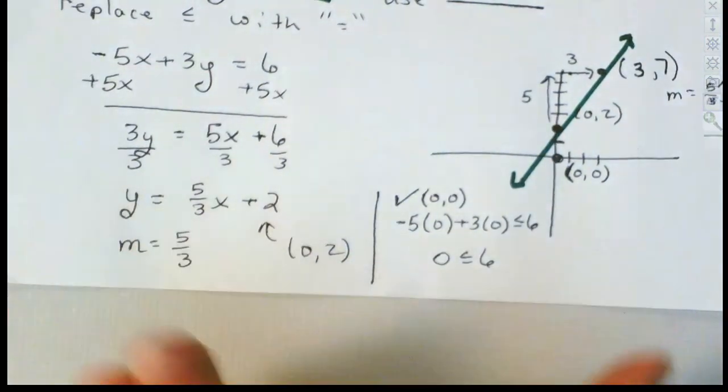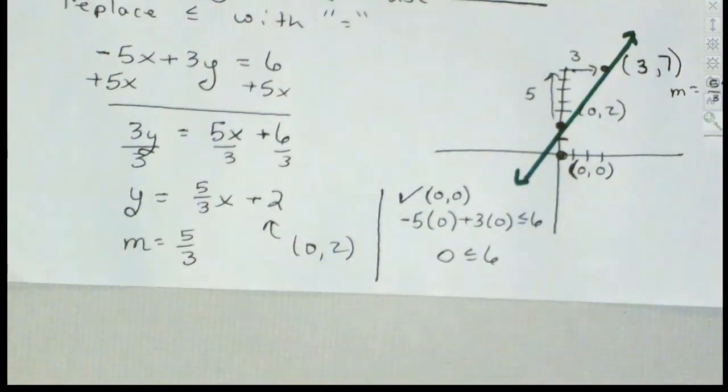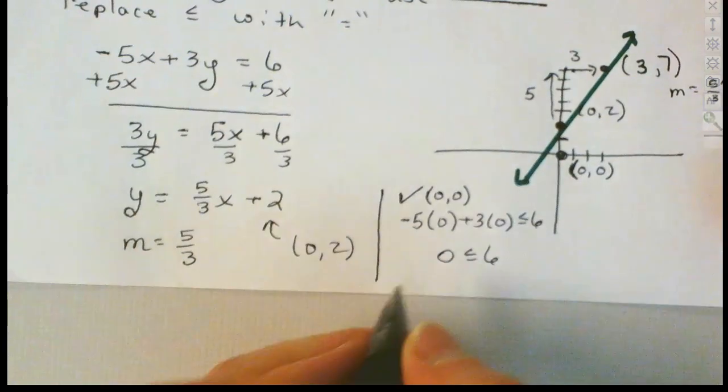Is 0 smaller than 6? Is that true or is that false? Is 0 smaller than 6? Yep, because remember, it's opening towards the larger number, points towards the smaller one. So this would be true.